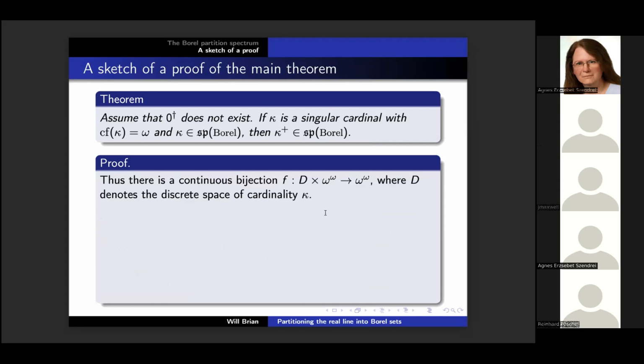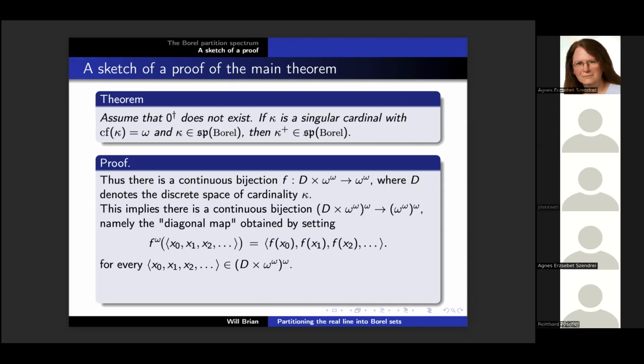So just sort of plopping all of those different continuous bijections together, we can consider it to be one giant function from kappa many copies of the Baire space. So that's what this is here, right? So D cross the Baire space. D is the discrete space of cardinality kappa. So we have one giant continuous bijection from kappa many copies of the Baire space onto the Baire space. It's still continuous because each of these component maps that we're slapping together was continuous. And it's a bijection because each of those components was a bijection and their images formed a partition of the Baire space. So we get a continuous bijection from D cross omega to the omega onto omega to the omega.